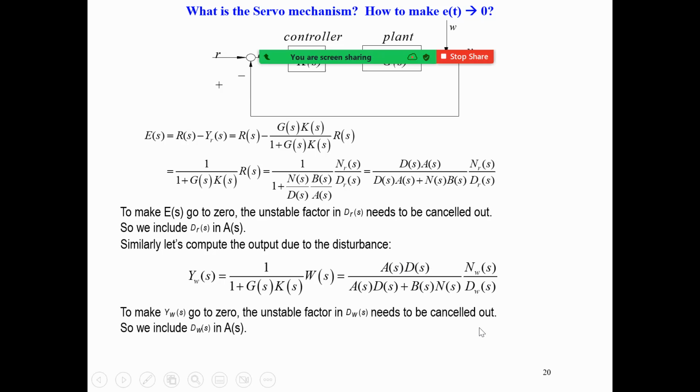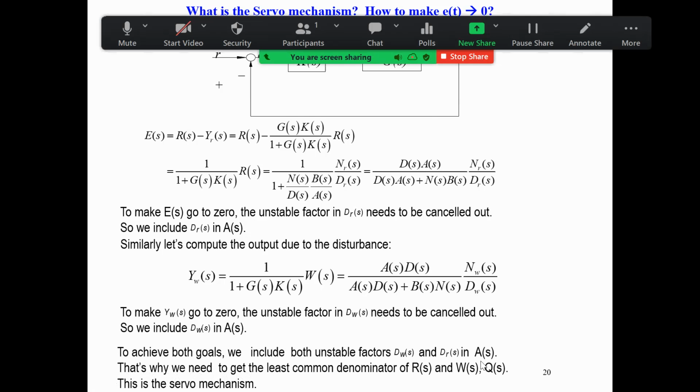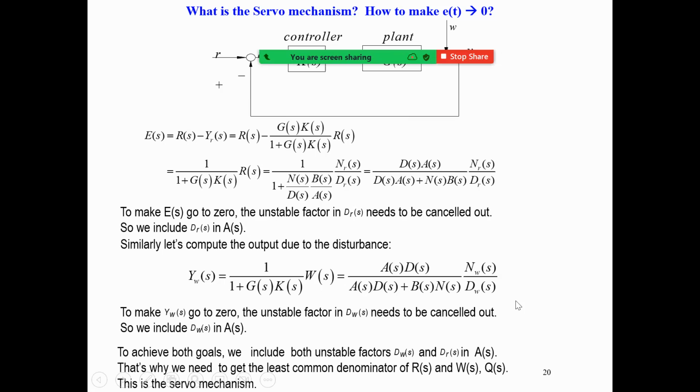So you need to understand the theory behind the algorithm. Overall, we have to include the unstable factors of the disturbance and the reference signal in the denominator of the controller. That's why we need to get the least common denominator of R and W. We call it Q. That is the servo mechanism we're going to use to solve the servo control problem.